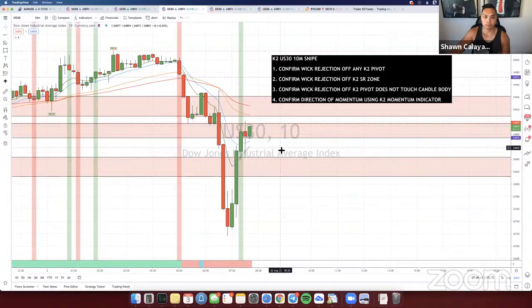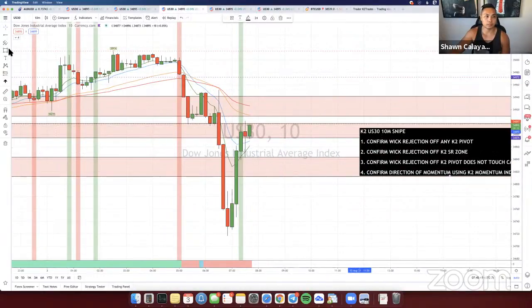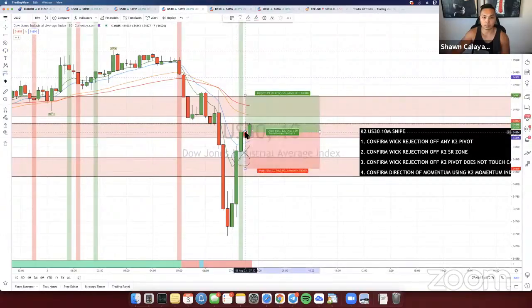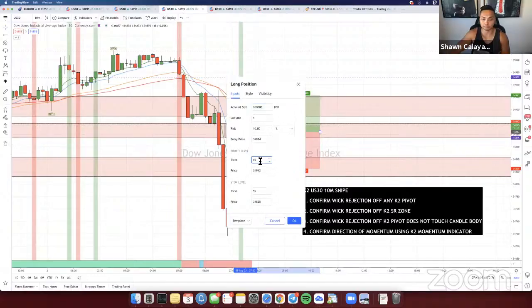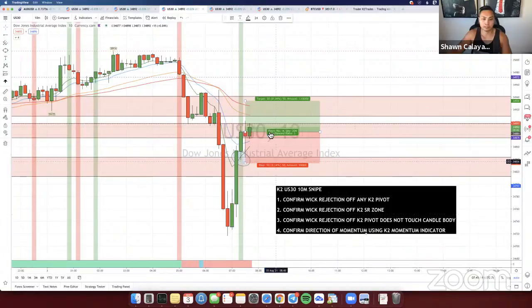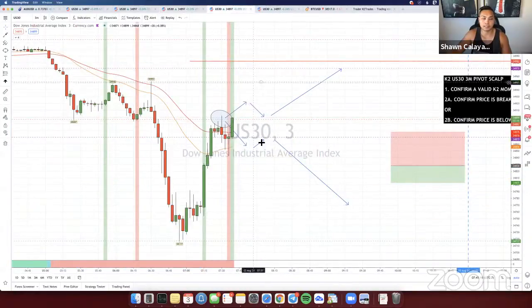But yeah, I mean, if you guys were looking for a possible entry here, there would be a snipe entry that's available right here. I'm not going to take it because it's too risky. But yeah, technically, this would be a snipe entry right here. So same requirements that we looked at earlier. Confirm a wick rejection off the K2 pivot, confirm a wick rejection off the K2 SR zone, confirm the wick rejection doesn't touch the pivot. So the body's right here, the pivot's down here. And lastly, confirm the direction momentum. Right here, we have a buy signal. So technically this would be a snipe entry for a buy. But I'm personally not going to take it because, like I mentioned before, price hasn't really moved. It's attempting to move here, but it hasn't really moved yet.